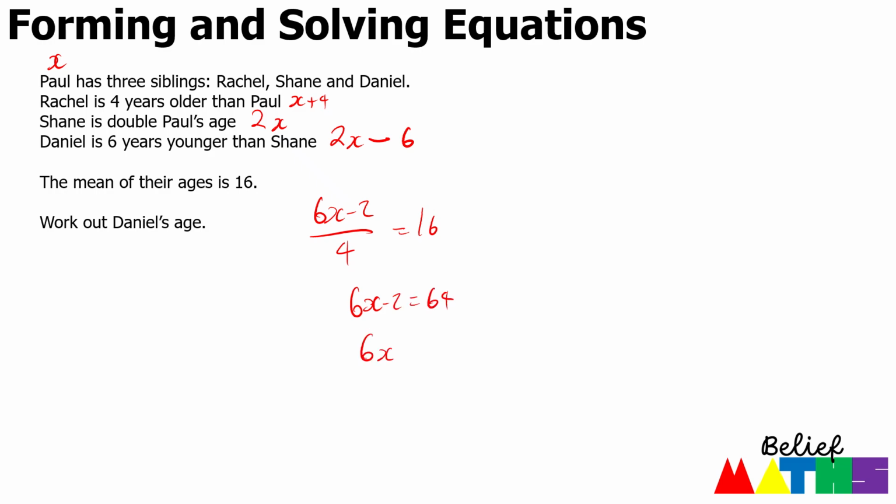Adding 2 to both sides you get 6x equals 66. So x equals 11. Now the question asks what's Daniel's age. So we're going to sub 11 in there. And we get 2 times 11, take away 6. That's 22. Take away 6 gives us 16 years old. So our final answer is 16.